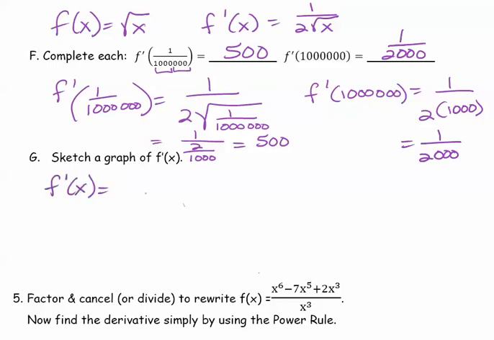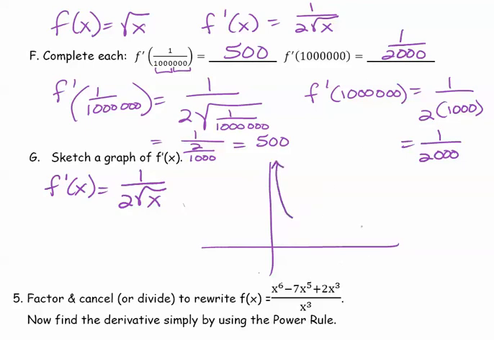So the reason for question F was just to make you think about what's going to happen when you graph this. As we get close to 0, it is going to rise to infinity. And as we go towards infinity, it's going to get closer and closer to 0. So this is our graph of f prime of x.